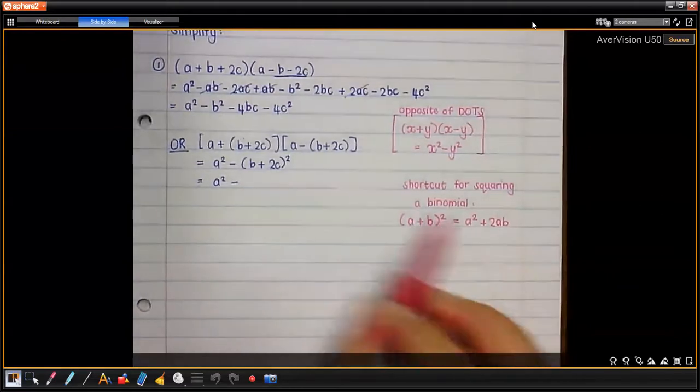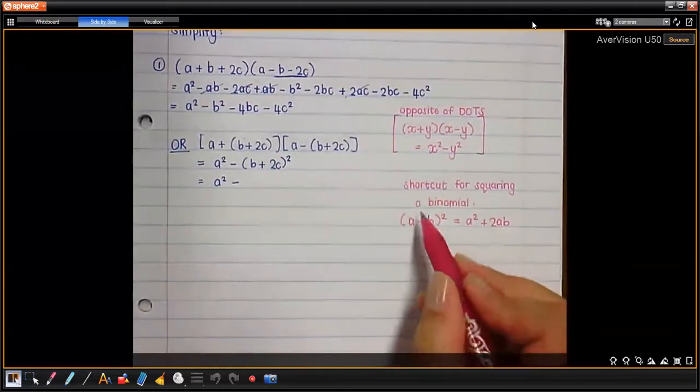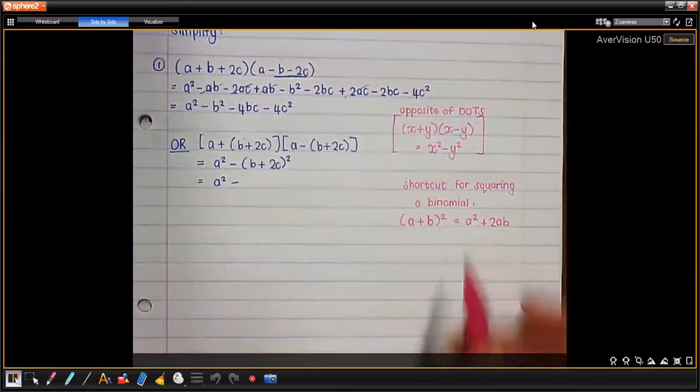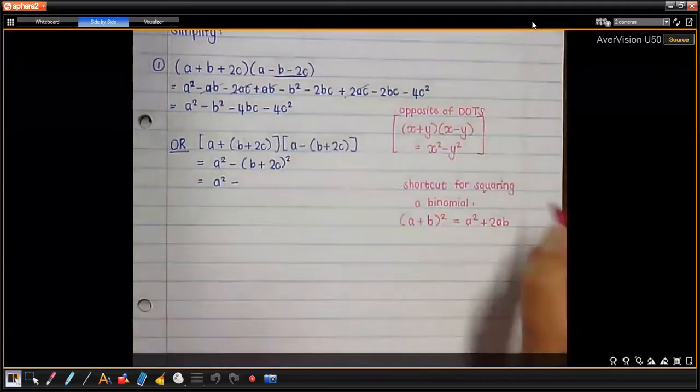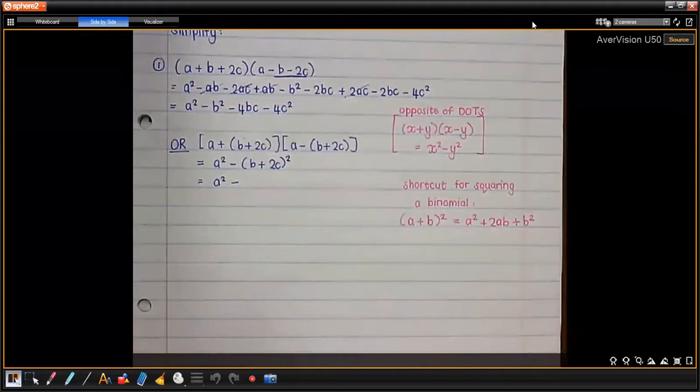So whatever those two are, we're going to practice it with this one now. Whatever your two terms in your bracket are, you're going to multiply those two terms together. What you get, that product, you're going to double it, times it by 2. That is then your middle term. And then for the last term, you are going to square the last term that is in your bracket.